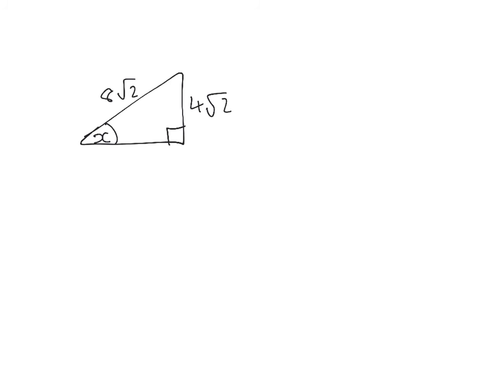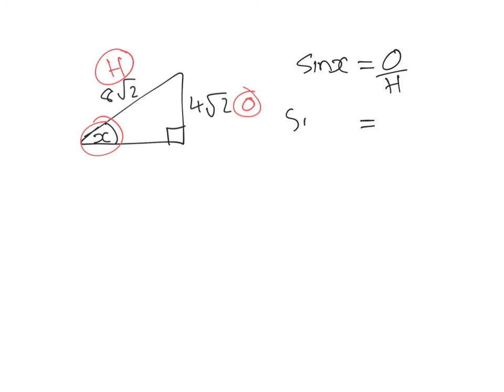But what would we do? We'd say, okay, we have a right angle triangle, we have two sides. So if this is our angle we're considering, then this is the opposite side and this is the hypotenuse. Opposite and hypotenuse is the sine function. So we can write the sine of x equals opposite over hypotenuse. So sine x equals 4 root 2 over 8 root 2.